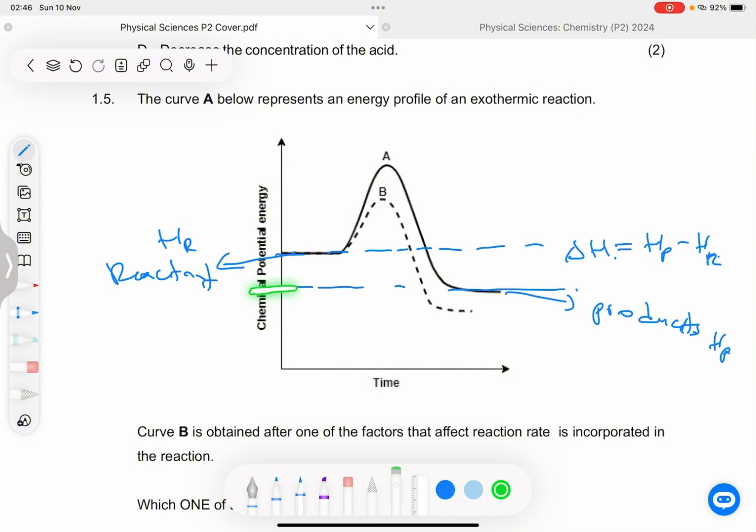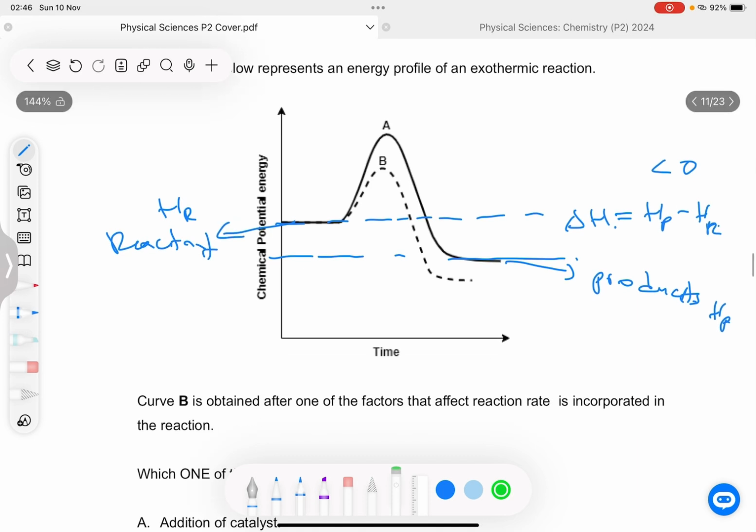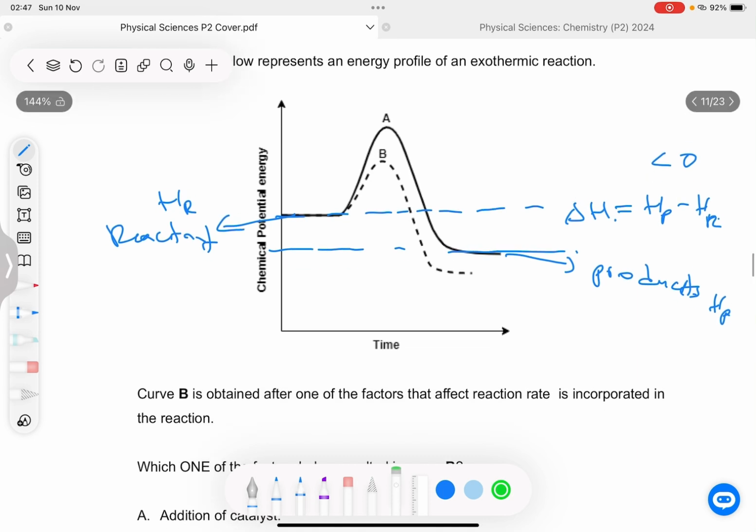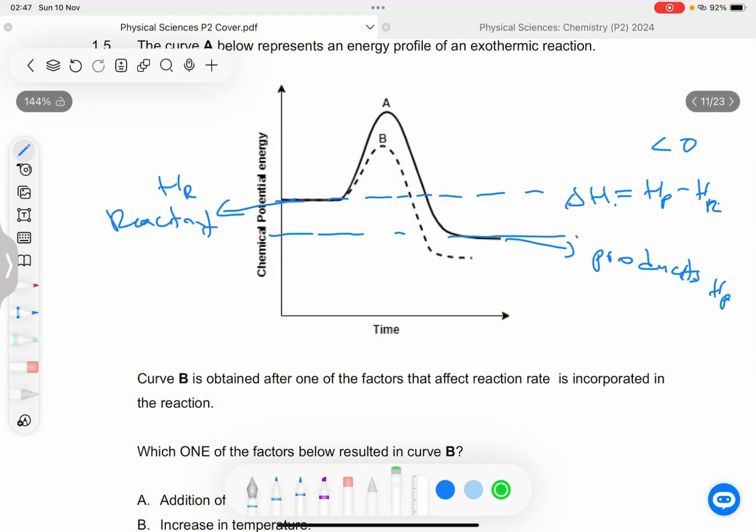Now, look at this carefully. If we subtract the energy of the reactants from the energy of the products, because it's this minus that, you'll find that this is a small number minus a big number. This means we will have a number that is less than 0, a negative number. That means our change in enthalpy is negative. When the change in enthalpy is negative, that means this is an exothermic reaction. Now, this is just me interpreting the graph to see if it makes sense.